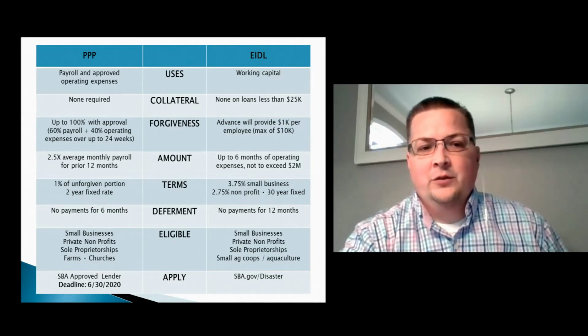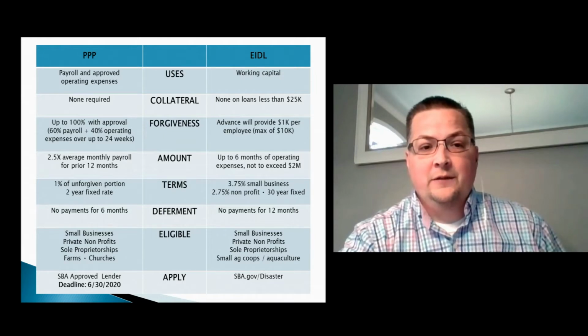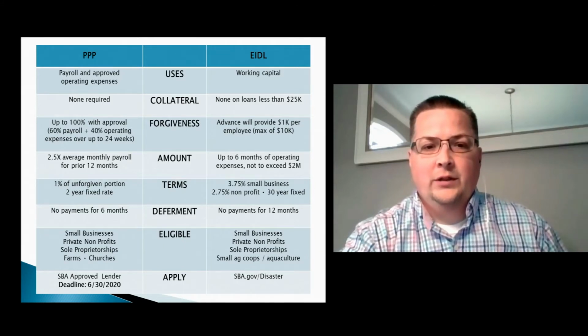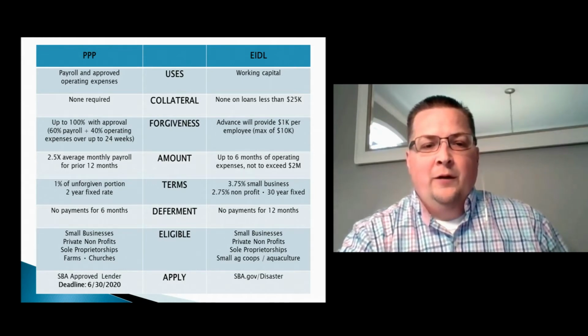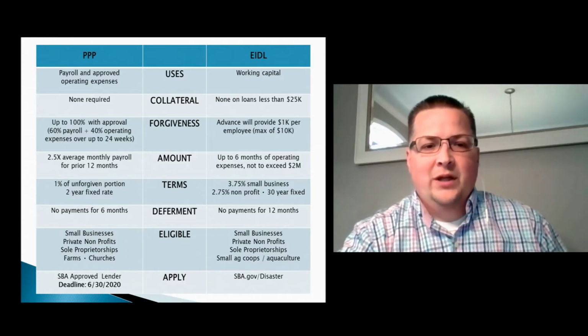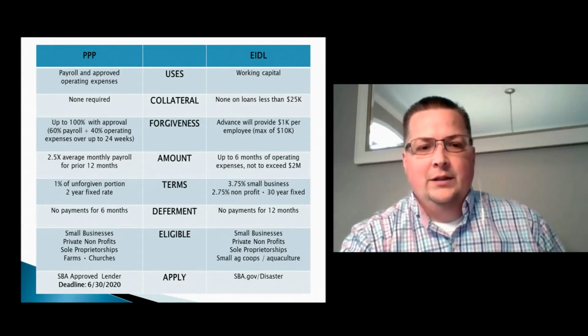Like I said, originally it was a 75% payroll and 25% operating split. They just updated it very recently to 60-40. And then they also extended the time frame that you could use those funds up to 24 weeks. It was originally 8 weeks. Again, the amount for the PPP loan for most people was last year's payroll divided by 12 times 2.5. So your average month, 2.5 times your average monthly payroll for 2019.